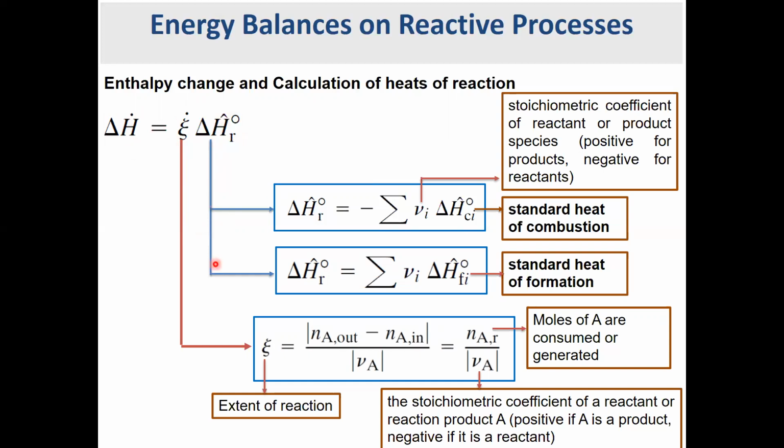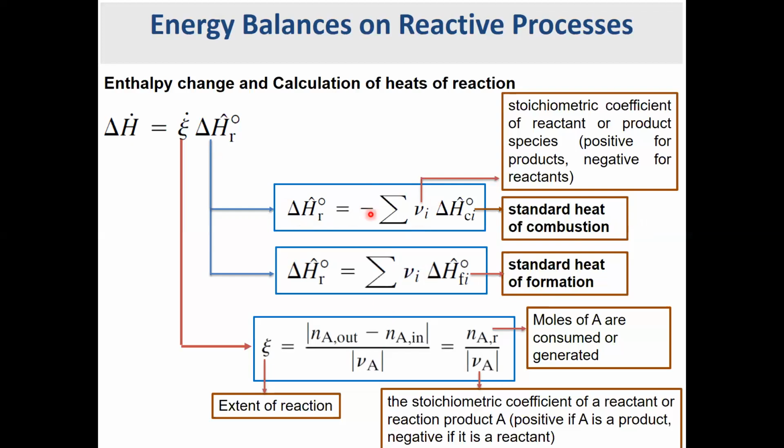So far, maybe in some process, they give you the heat of reaction as known data. However, if it is not known, you have to be able to calculate it through either a standard heat of combustion or a standard heat of formation. What is this value? It is a stoichiometric coefficient, either for reactant or for product. We consider the value positive if it is a product, and negative if it is a reactant.